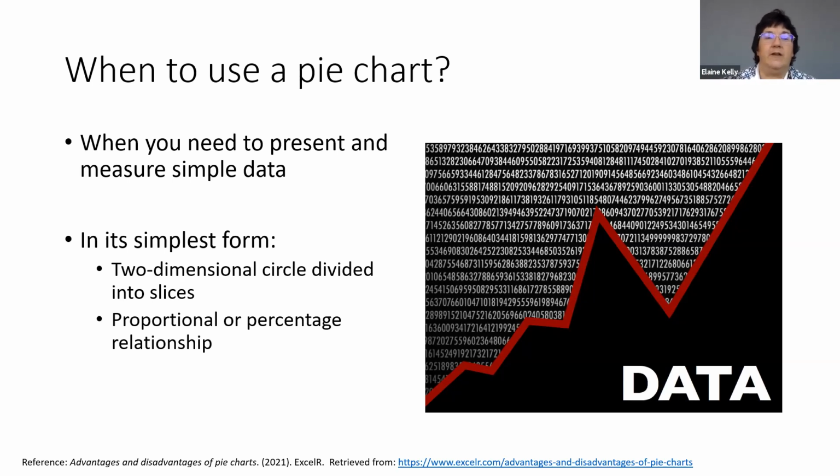audience. In its simplest form, it is just a 2-dimensional circle divided into slices. It's like you're looking down on the information and you're seeing your pie slices on top of that. Think of a pizza box if you want to have something more concrete to imagine. It's a proportional or a percentage relationship.